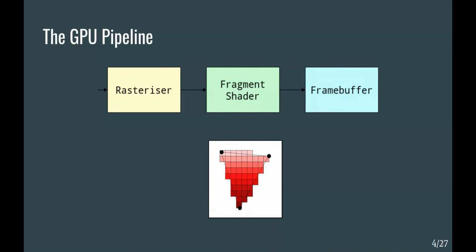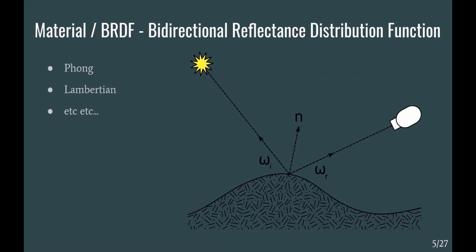The particular way in which we combine these samples together is defined by the BRDF, the bidirectional reflectance distribution function. This essentially defines how light is reflected off an opaque surface. So a particular material will have a particular BRDF. Some examples are the Phong model and the Lambertian model, things that we've seen before, but they can be a lot more complicated and computationally expensive than these.